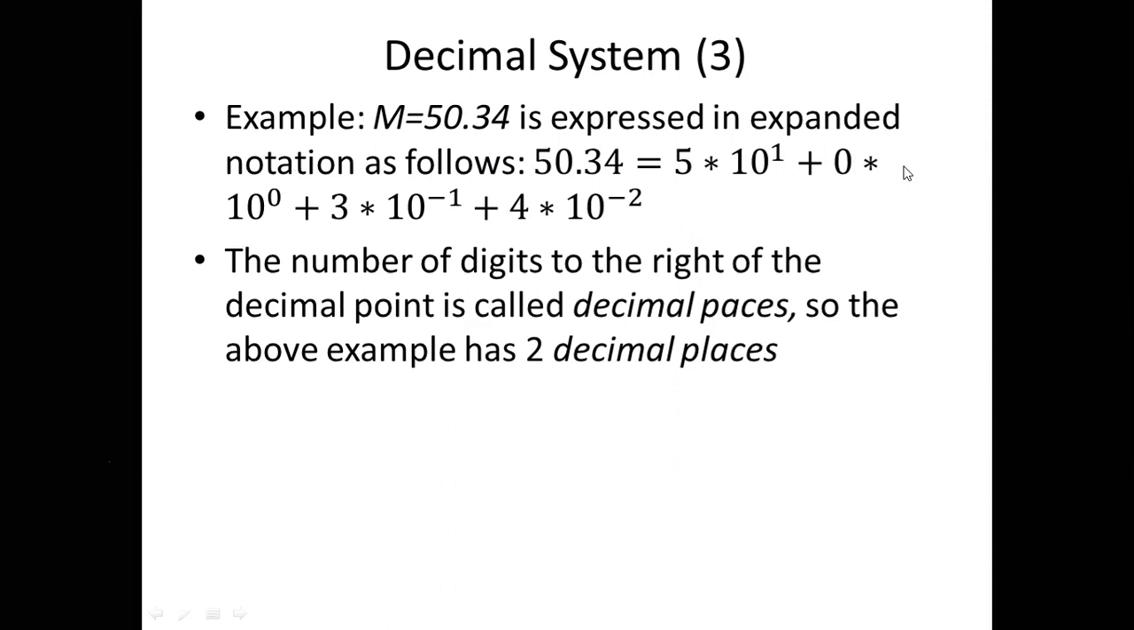Right. So as we have seen on the previous slide, 50 is the same as saying 5 times 10 to the power of 1 plus 0 times 10 to the power of 0. Then plus 3 times 10 to the power of minus 1 plus 4 times 10 to the power of minus 2. That's how you would express this number in its expanded notation, or in its expanded form. The number of digits to the right of the decimal point is called decimal places. So in this case, we have 2 digits to the right of the decimal point, which means this number has 2 decimal places.